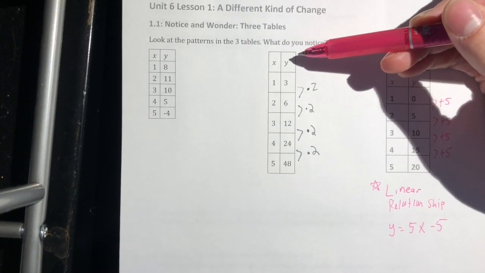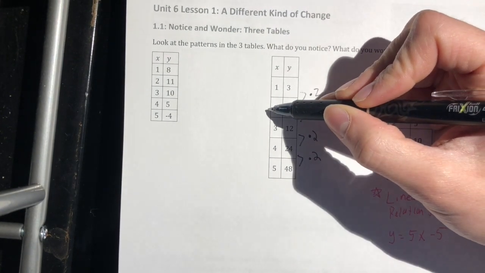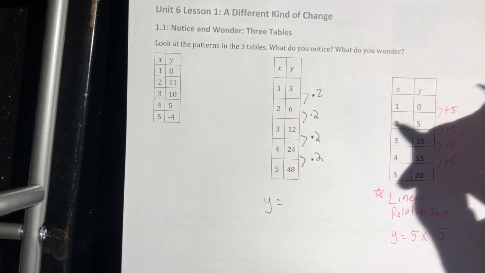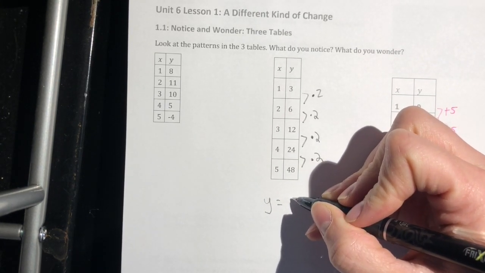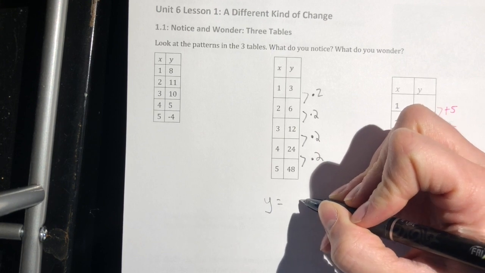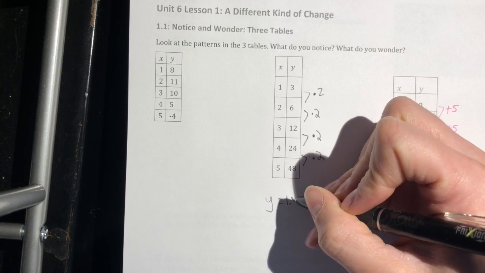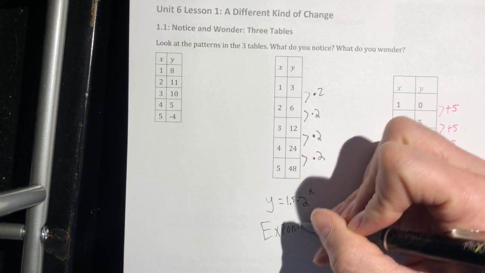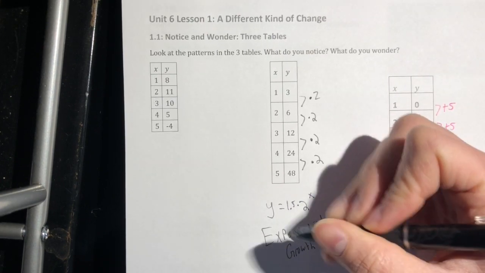Whereas this one right here reminds us of our previous unit because every time x goes up by 1, my y is doubling. So my equation here would be, let's see, we're doubling, so it's 2 to the x. I guess it'd be 1.5 times 2 to the x, because this is exponential growth. And again, if you don't get the formula, that doesn't really matter. The point is noticing it is exponential change.